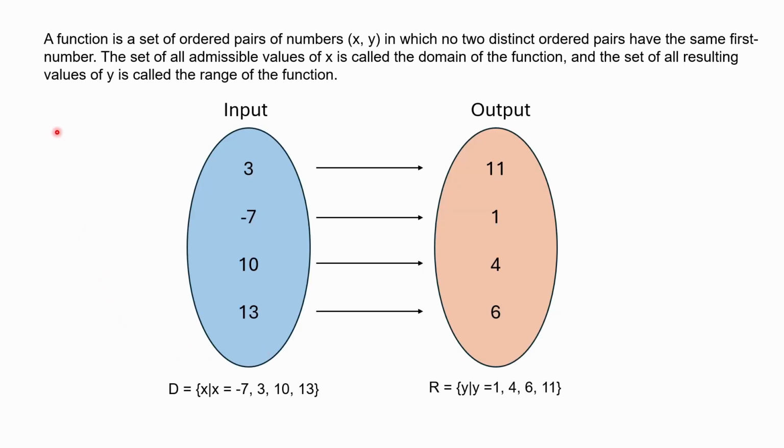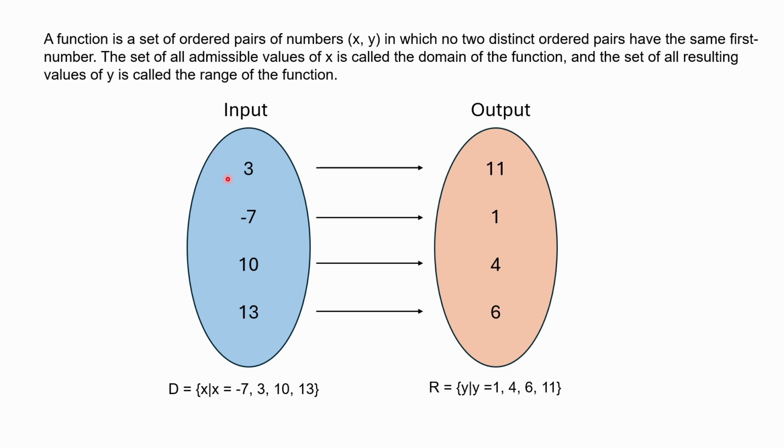Okay, so let's add to the definition. The set of all admissible values of x is called the domain of the function, and the set of all resulting values of y is called the range of the function. It's just saying that all possible values of x is what we call the domain, and all resulting values of y using the domain or the values of x is the range.